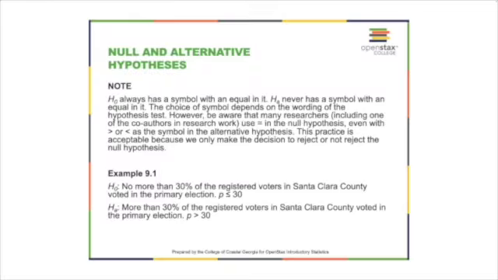Okay, so example 9.1. If we have a null hypothesis saying that no more than 30% of the registered voters in Santa Clara County voted in the primary election, then we're saying that P, the percent, is less than or equal to 30. The alternative of that, contradictory to that, would be more than 30% of the registered voters in Santa Clara County voted in the primary election, so P is greater than 30.